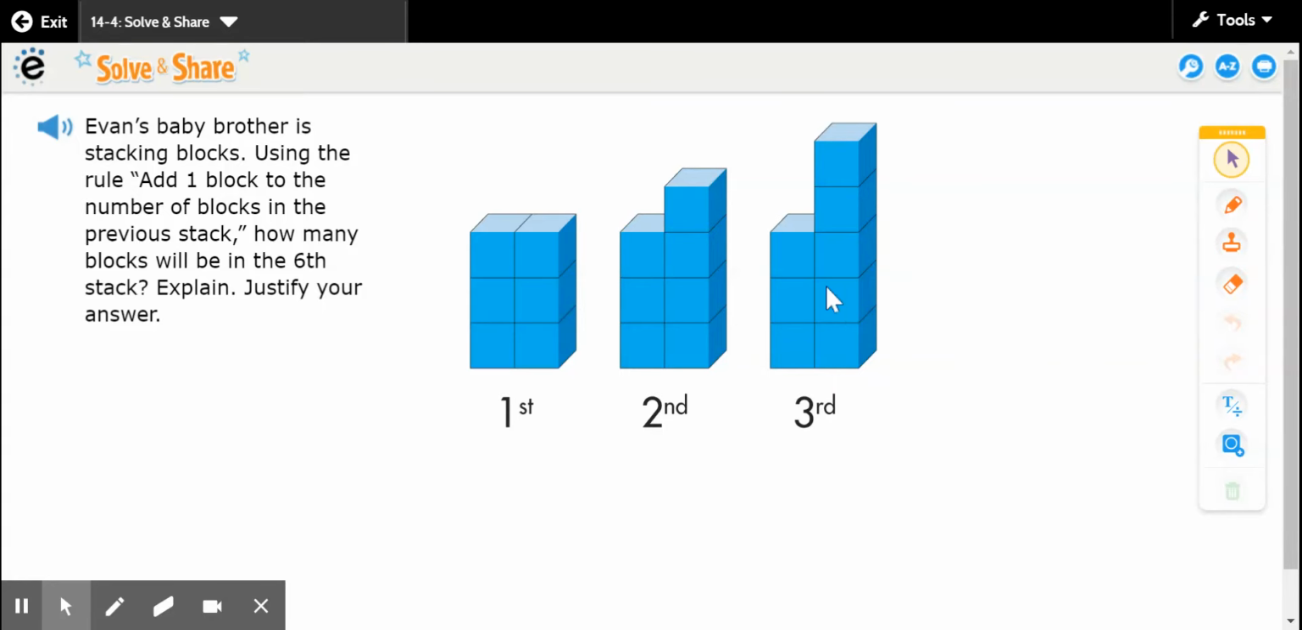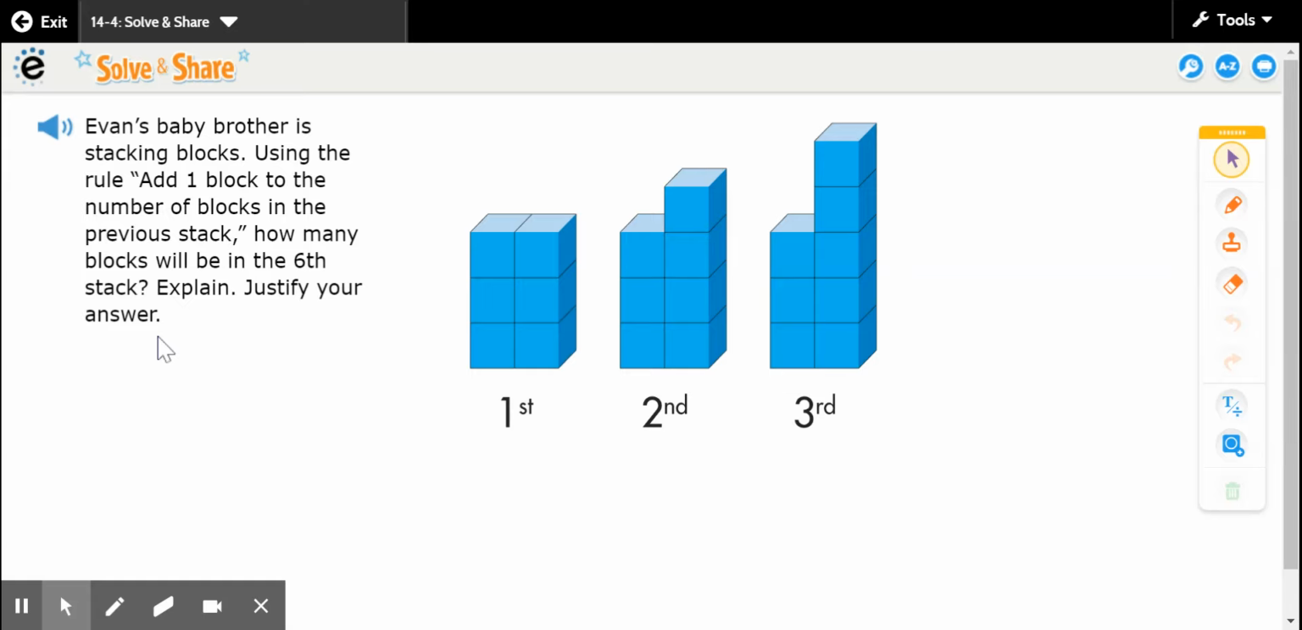Okay, guys, let's get into our solve and share. Today it says Evan's baby brother is stacking blocks using the rule, add one block to the number of blocks in the previous stack. How many blocks will be in the sixth stack?